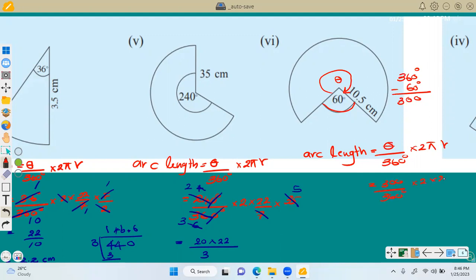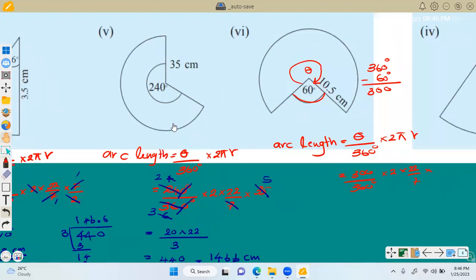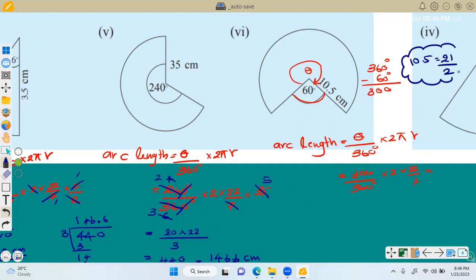Two into 22/7 into radius. Now here 10.5. I mentioned last week that when you are given 10.5, it is substituted by what? Can you remember? It is 21/2. Okay. It is easy. That's why we substitute. Otherwise, when we deal with the decimal, the simplifications get a bit difficult.